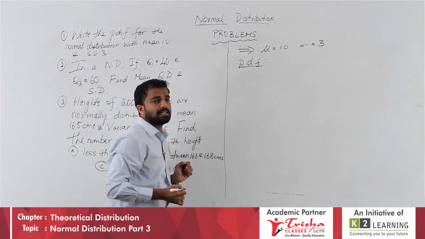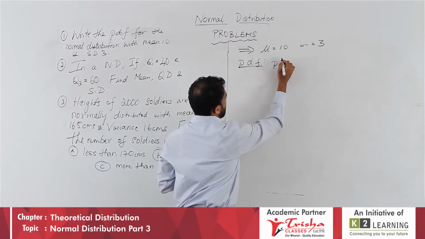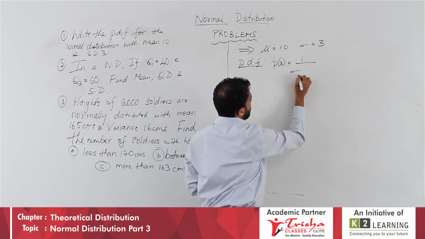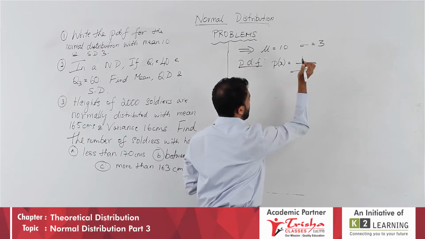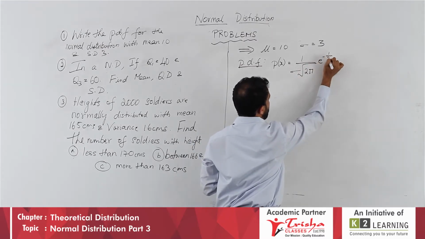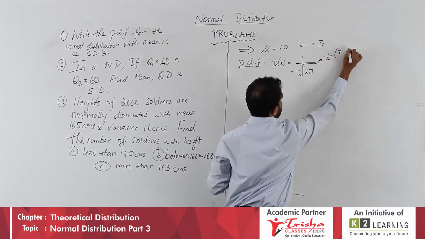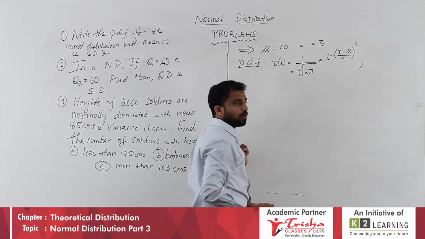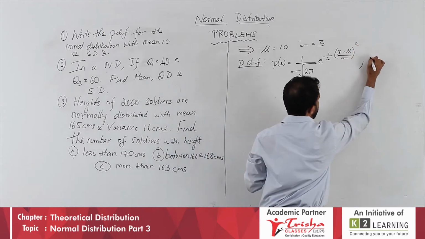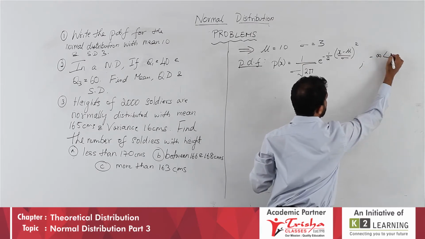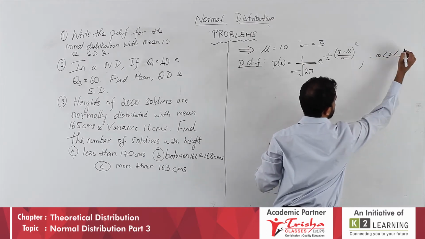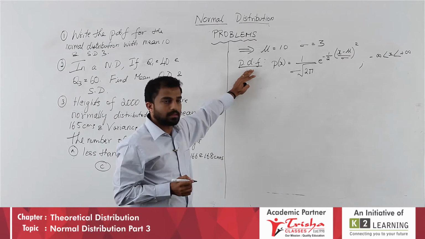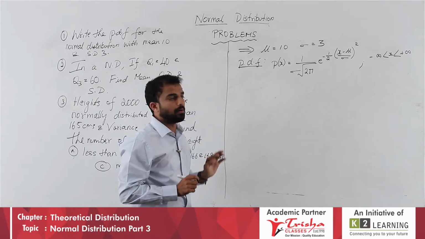PDF. The probability density function for a normal distribution is P of x is equal to 1 by sigma square root 2 pi into e to the power minus half into x minus mu by sigma the whole square. Don't forget to write the range along with this, minus infinity less than equal to x less than equal to plus infinity. Students, once we have written the PDF, it is all about substituting the values.